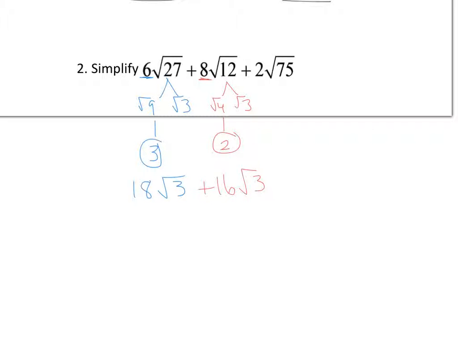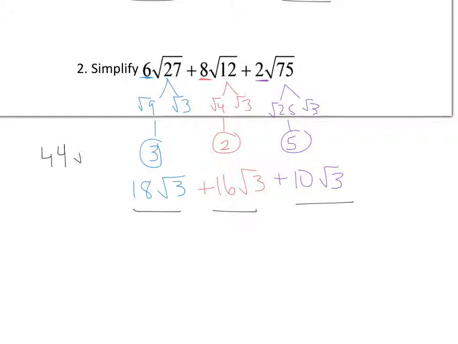And then last but not least, the last term here, I'm going to break down 75 into 25 and 3. Square root of 25 is 5. I already have a 2 in front, so I'll write down plus 10 square roots of 3. And what do you know? Again, we have like radicands, so numbers that we didn't have as like radicands to begin with simplify to become the same. So let's add up 18 plus 16 plus 10 and get 44 square roots of 3 for our answer.